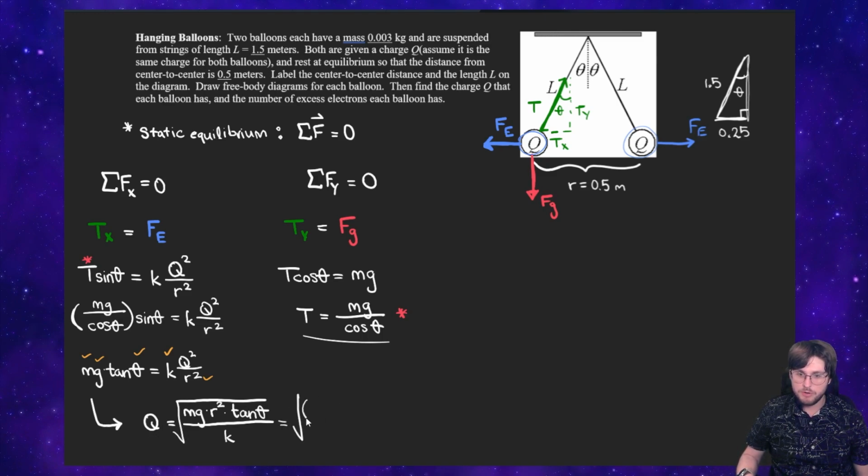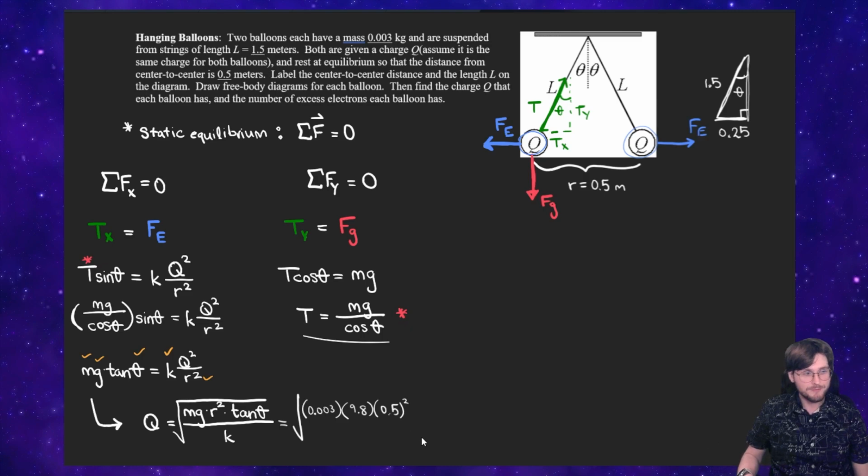So we've got the square root of our mass, which is 0.003 kilograms, times little g, which is always 9.8 meters per second squared. The separation distance r is 0.5 meters. Don't forget to square it. And then tangent, okay, we finally have to solve for the angle.